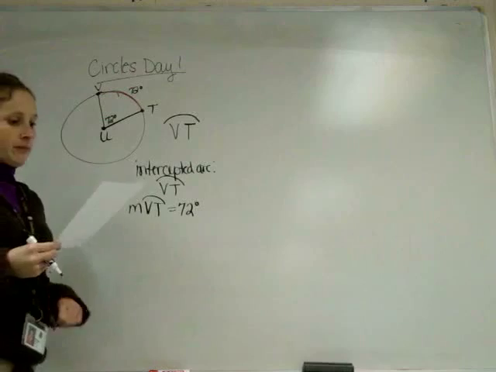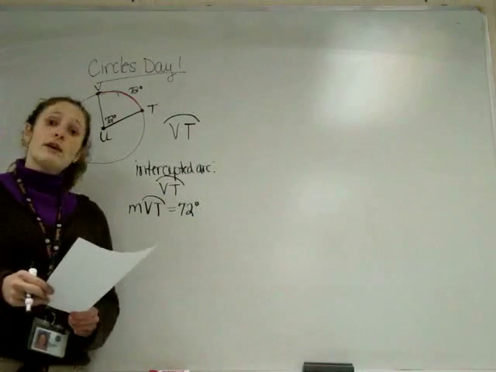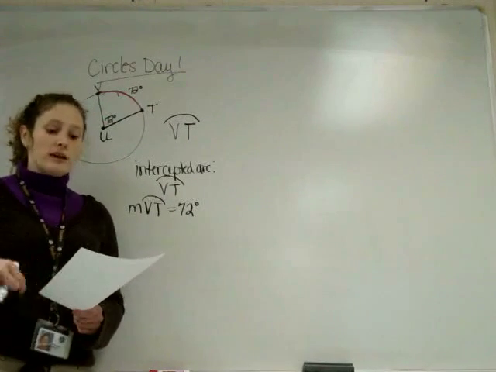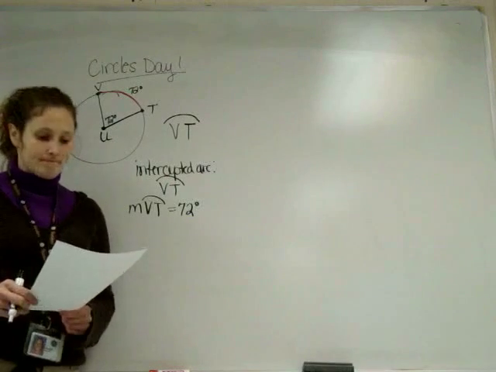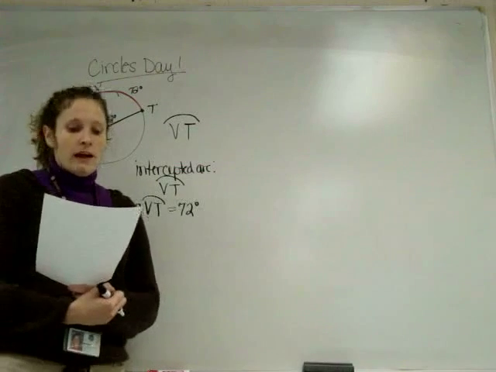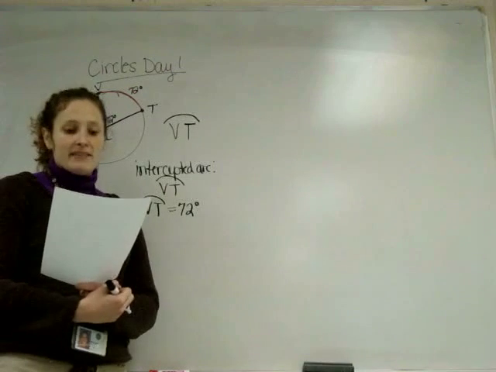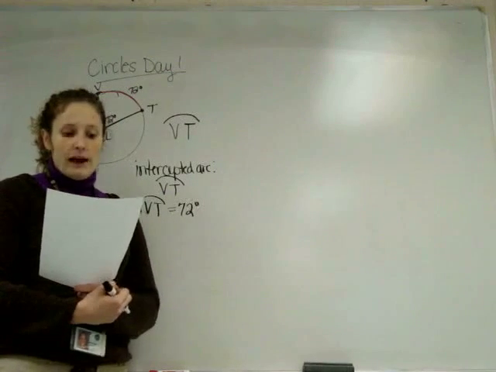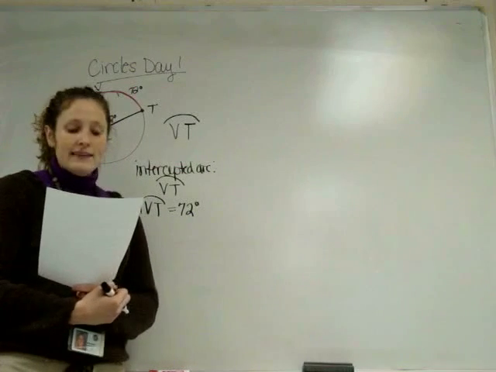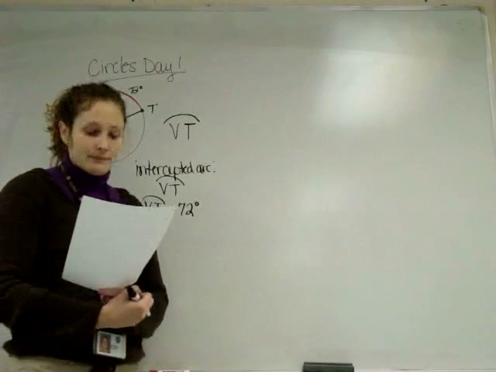Let's do some examples. Use the diagram to name the intercepted arc for each angle. I'd like you to pause the video here and try and name the intercepted arcs on your own. I'll read the answers in a minute so that you can figure out if you did it correctly or not. Okay, so you must have checked your answers and unpaused the video. The intercepted arc for angle XWZ was arc XZ. The intercepted arc for angle ZWY was arc ZY, and the intercepted arc for angle YWX is arc YX.